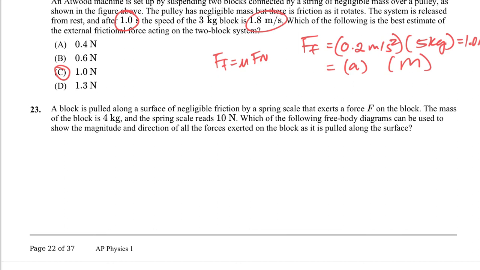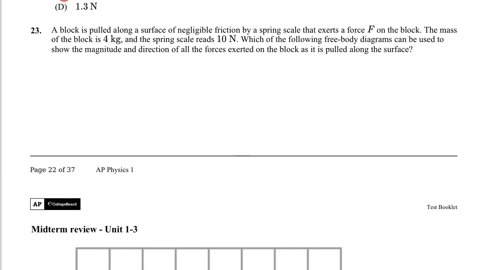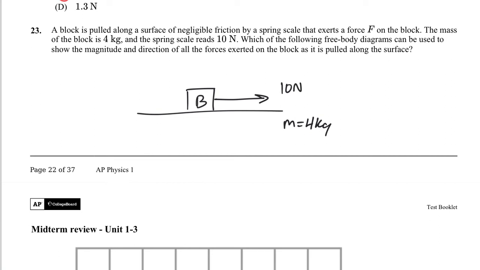Going on to question number 23. A block is pulled along a surface of negligible friction by a spring scale that exerts a force of F on the block. So here's our block B. The mass of the block is 4 kilograms. The spring scale reads 10 newtons. So it's going to be pulled, let's say to the right, so it's going to be 10 newtons pulled. Which of the following free body diagrams can be used to show the magnitude and direction of all the forces?